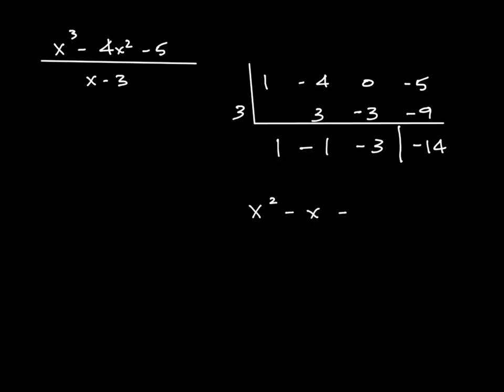So if you divide the numerator by the denominator, you are left with x squared minus x minus 3, with a remainder of -14 over x minus 3.